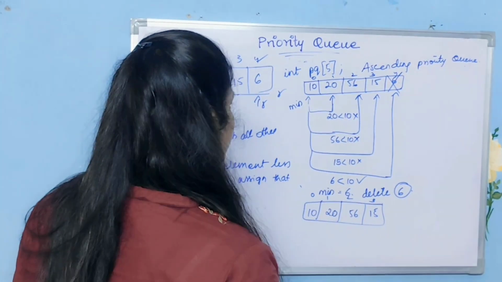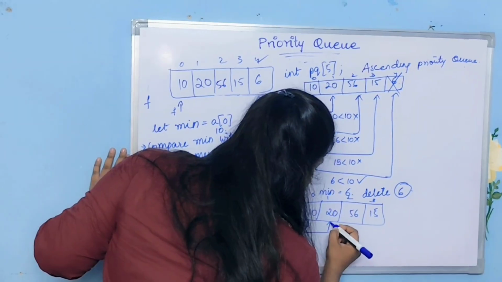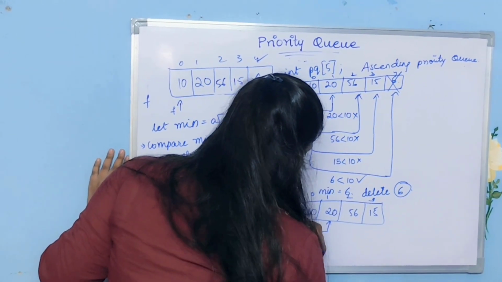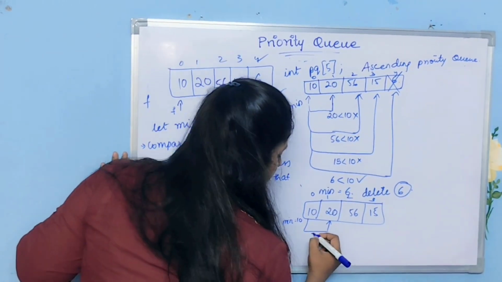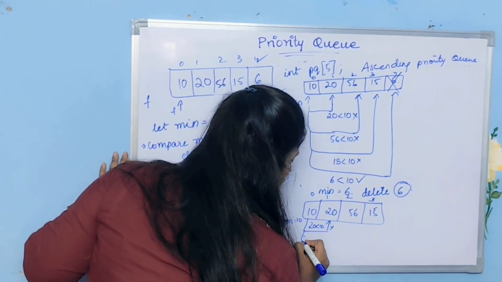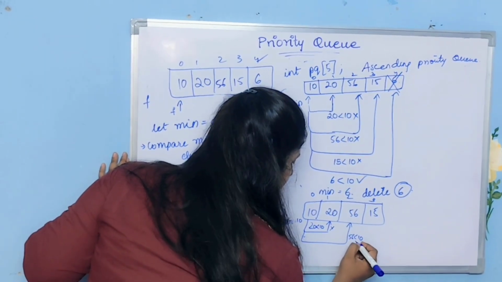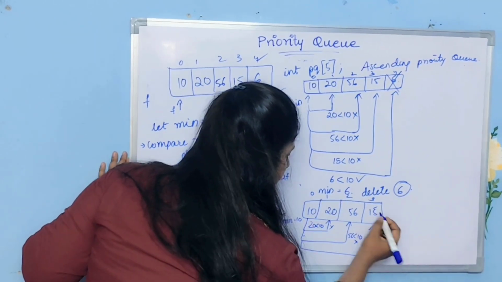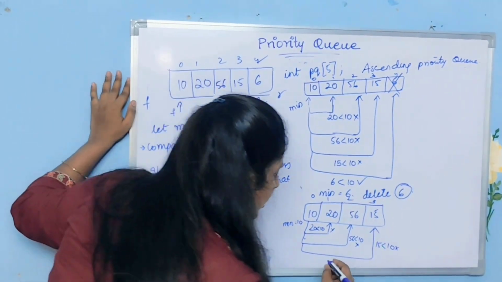Let's continue the operation. Now min equals 10. Again, is 20 less than 10? Condition false. Again 10 is compared to 56. Is 56 less than 10? Condition false. Again, is 15 less than 10? Condition false. So what is the final min here?